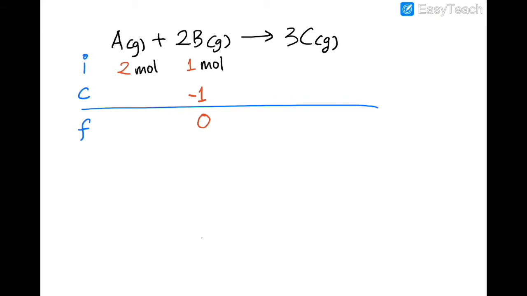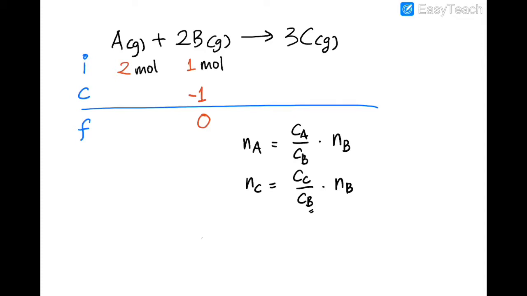To be able to determine the mole of A, we take the coefficient of A divided by the coefficient of B, multiplied by the mole of B. For the mole of C, same thing, we take the coefficient of C divided by the coefficient of B and multiplied by the mole of B.